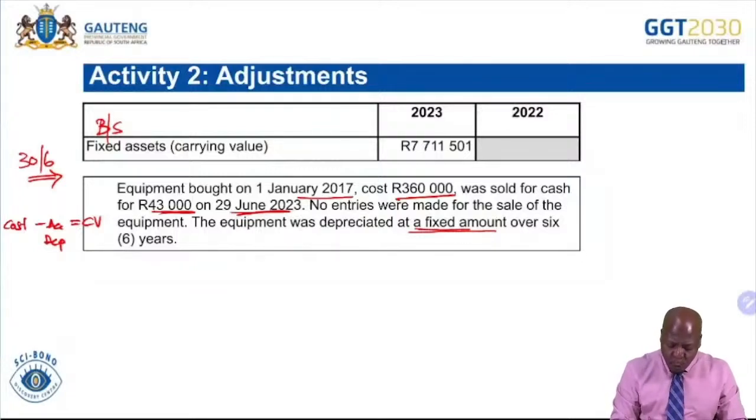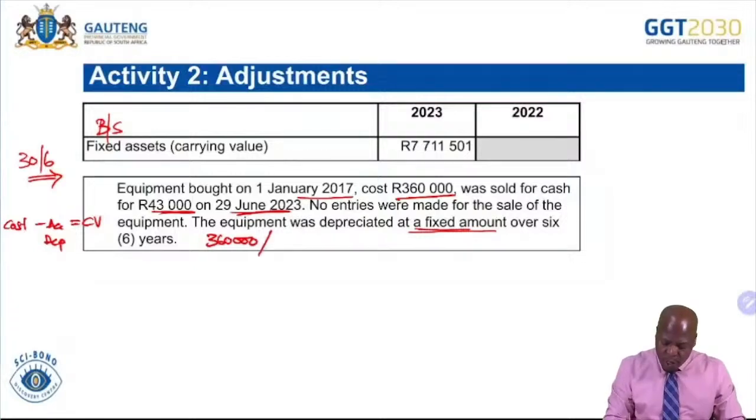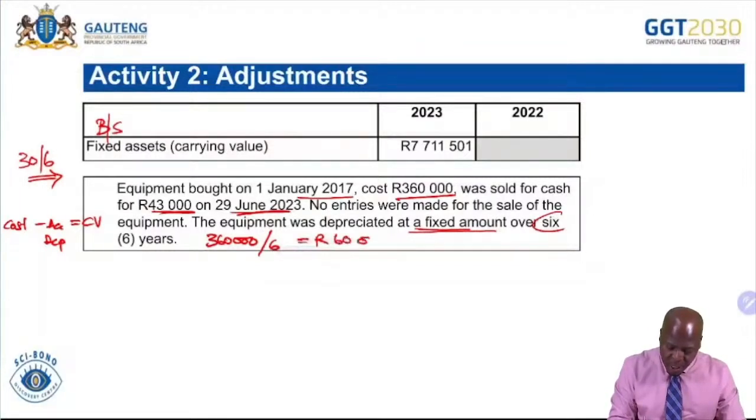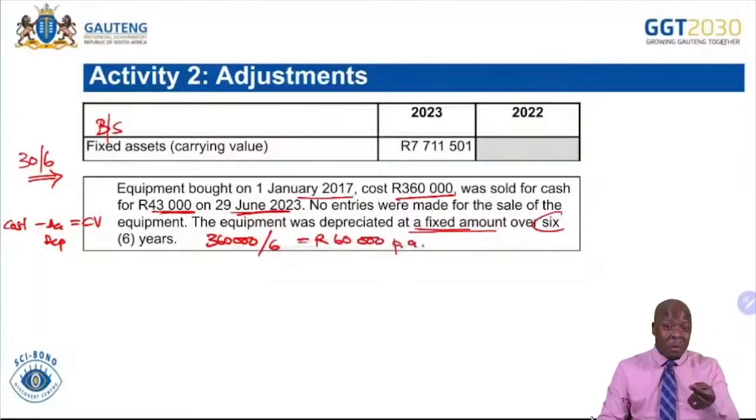If the asset was for 360,000 and we are told that it was to last for 6 years, if we divide this by 6, therefore this asset was to lose 60,000 per annum to depreciation, fixed installment. The only difference is that in this question we are not given the 20% or the 15%. We are given the number of years. But in any case, it must lose 60,000 per annum.